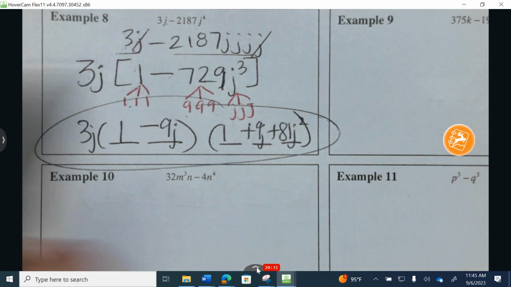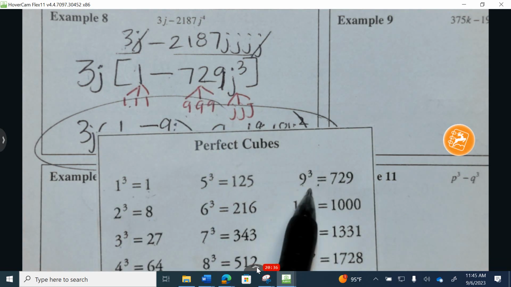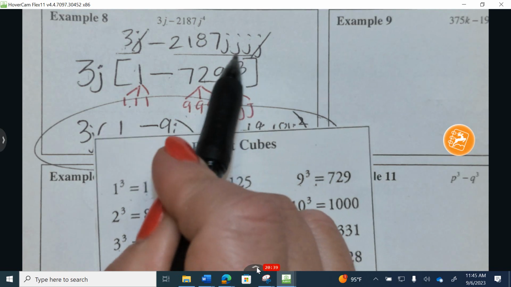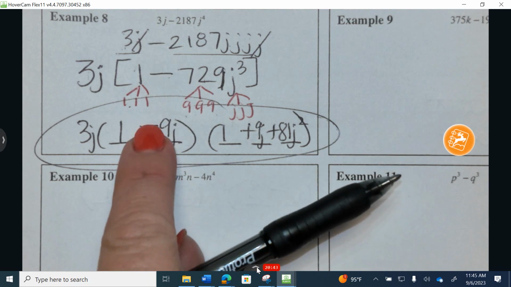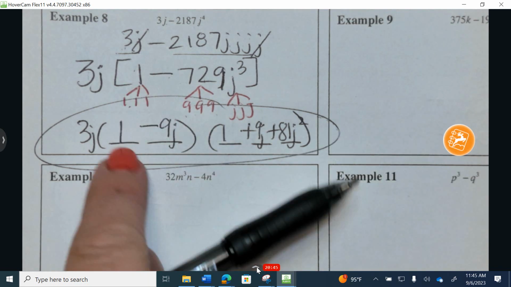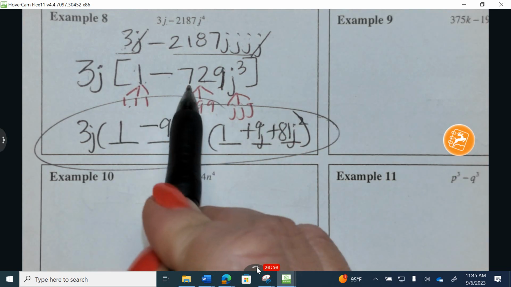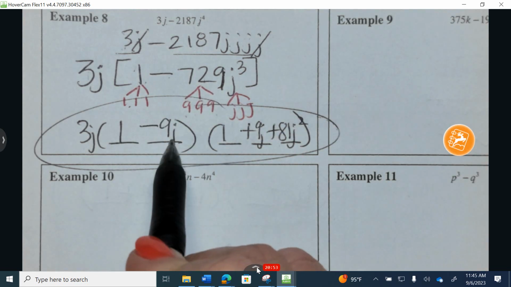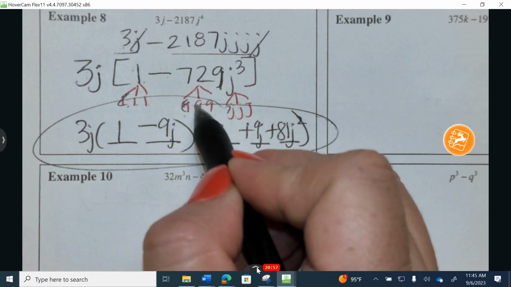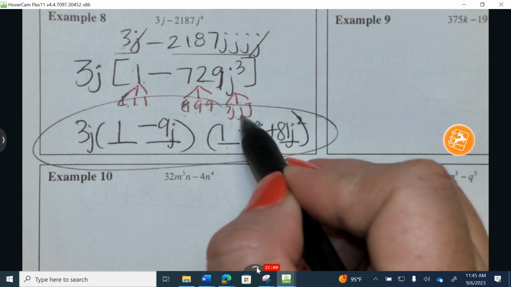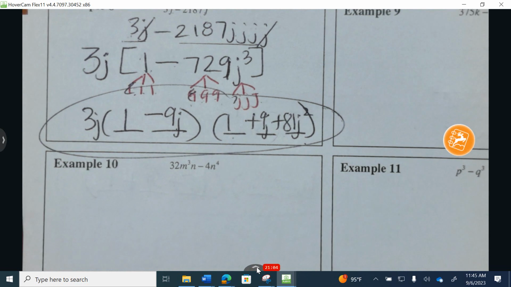So now I look at my list. 1 breaks into 1, 1, 1, 729 breaks into 9, 9, 9, j to the third divided by 3 is j. So from the front, we keep the same symbol, has to be the opposite of the original, and this is always positive. I take one item from the front and one item from the back. Then the remaining ones, when I multiply them, 1 times 1 is 1. The remaining 9s, when I multiply, is 81j squared. And how do I get this middle term? I just multiply this, 9j.